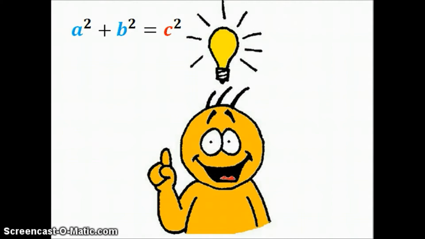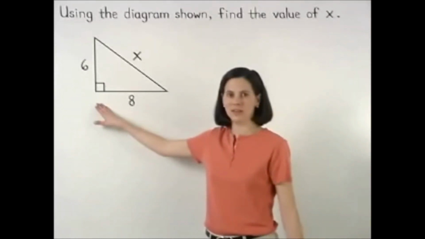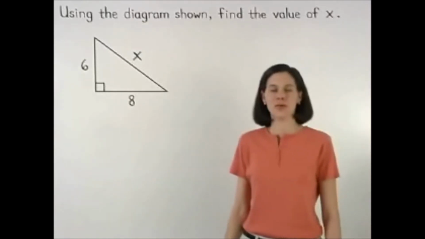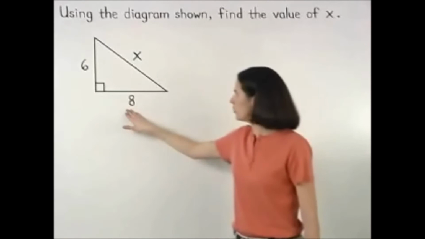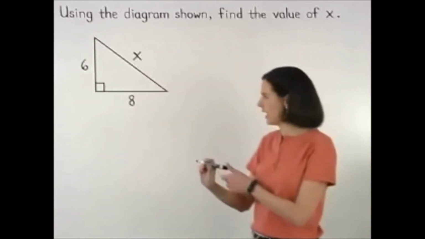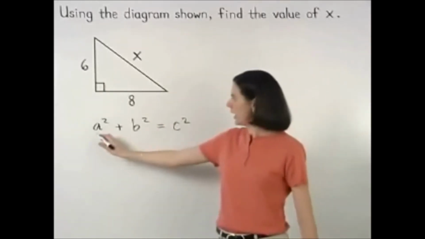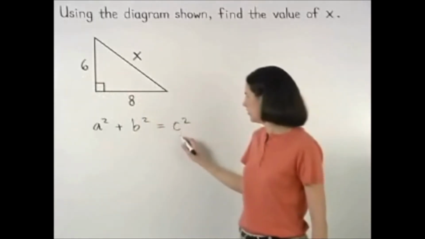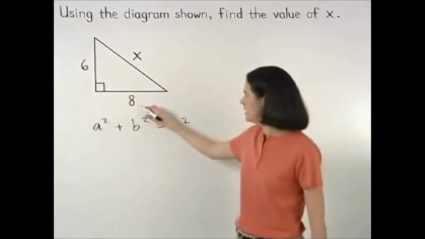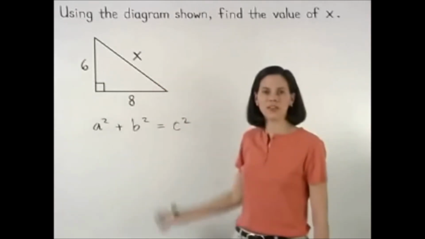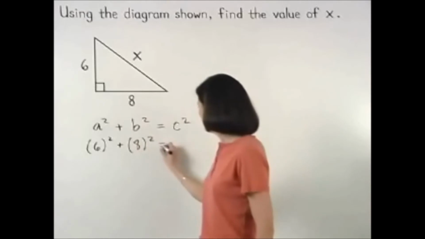Now let's see how we can actually use this formula. To find the value of x in this example, notice that we have a right triangle, so we can use the Pythagorean theorem. The Pythagorean theorem states that the sum of the squares of the lengths of the legs of a right triangle is equal to the square of the length of the hypotenuse, or a squared plus b squared equals c squared, where a and b are the legs of the right triangle and c is the hypotenuse. So here, since our legs have lengths of 6 and 8, and our hypotenuse has a length of x, we can set up the equation 6 squared plus 8 squared equals x squared.